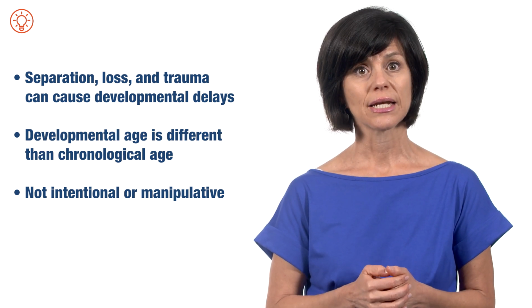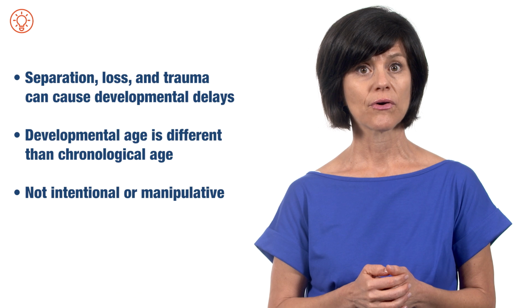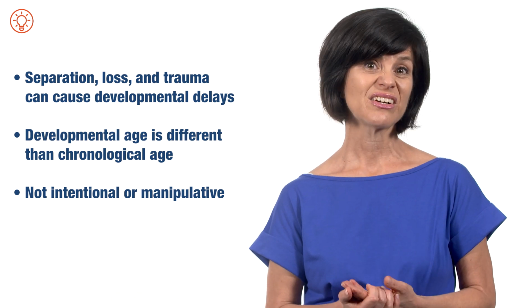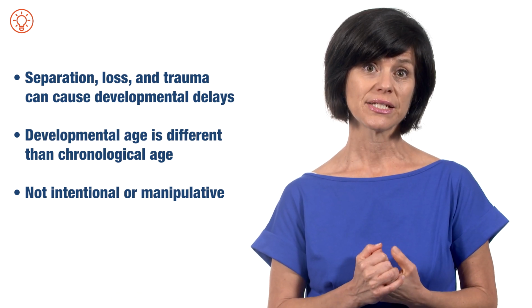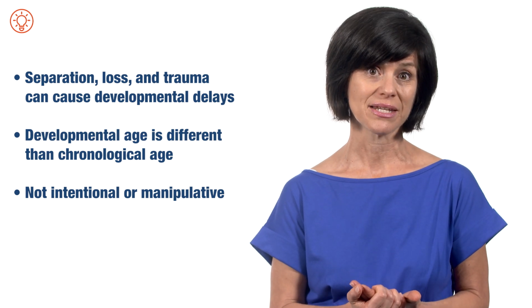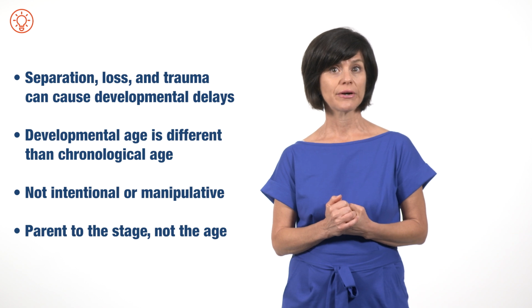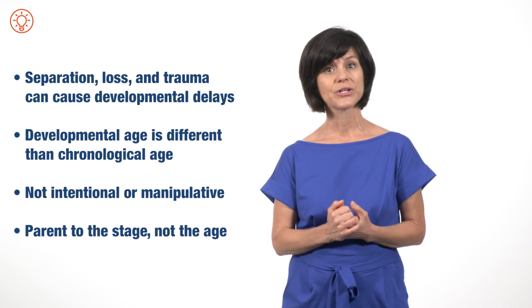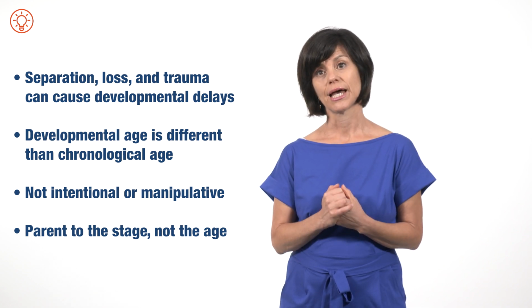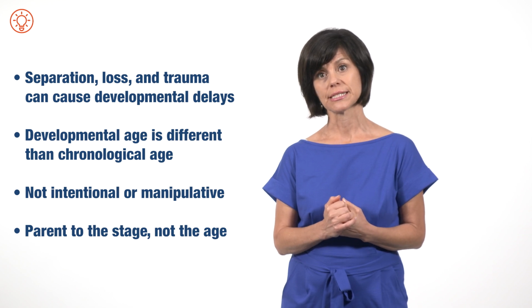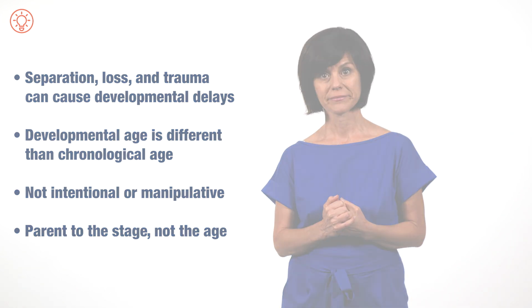So they need to recognize where children are not developing at their chronological age and adjust their expectations and parent them according to the age that they actually are developmentally, not chronologically. You might have heard this referred to as parenting to the stage, not the age, which is a key component of parenting a child who's experienced separations, loss, and trauma.